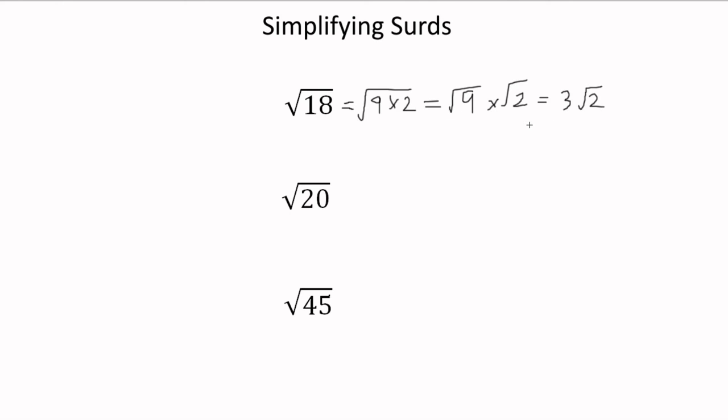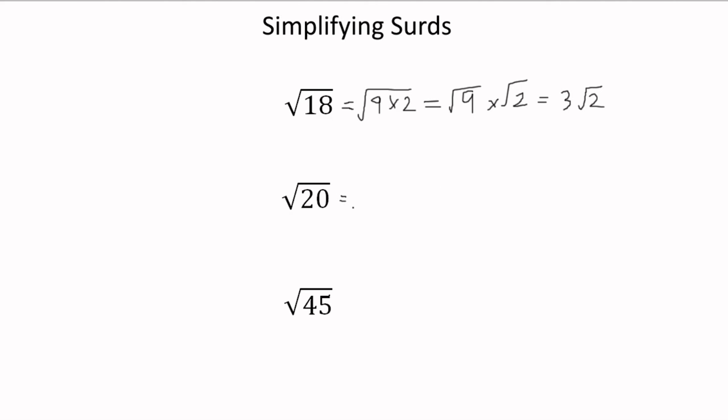Now again, like in standard algebra, we don't put the multiplication between the 3 and the root, because we just want to make it look as elegant as possible, very neat. So we just omit the multiplication at this point. We have root 9 times root 2, and we just write it as 3 root 2. Simple as that. For the next situation, we can do the same.